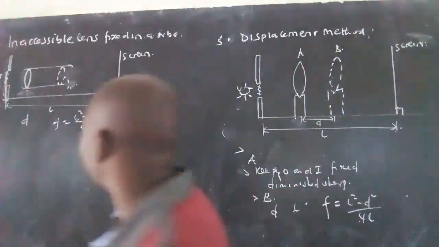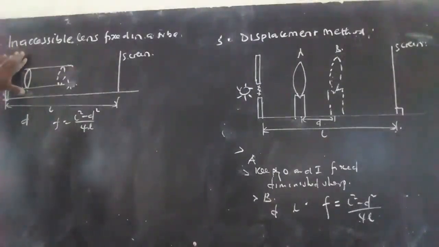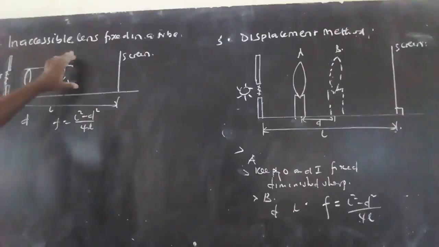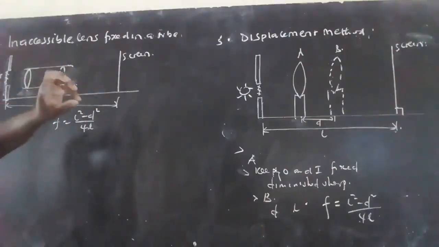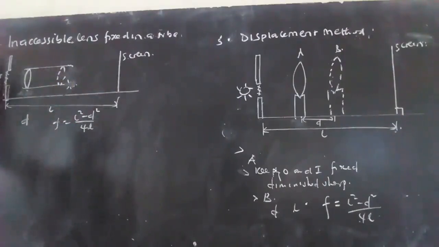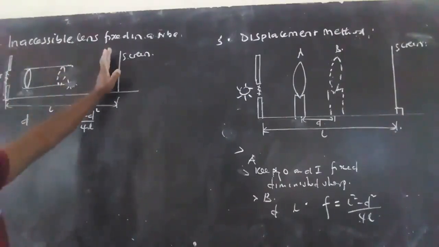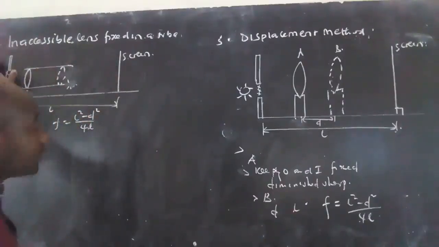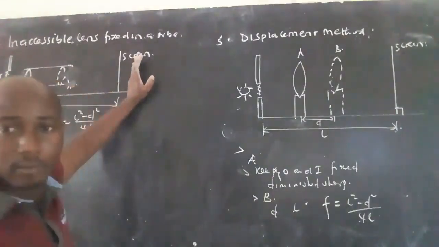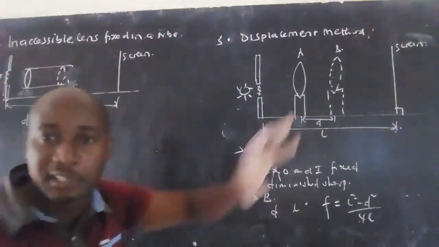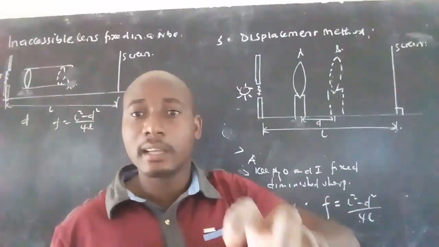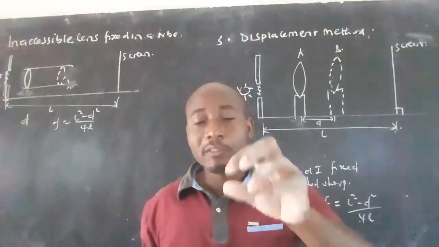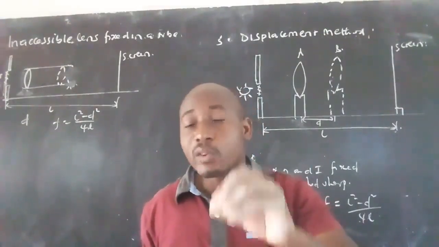So the first thing is that the lens is moved towards the screen. So the tube is moved towards the screen until a magnified image is formed. The next point is keeping the object and the screen fixed. Don't forget that word. The tube is again moved towards the screen until a diminished sharp image of the cross wires is seen on the screen.